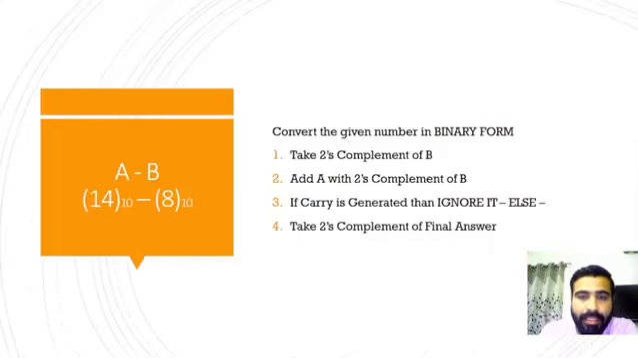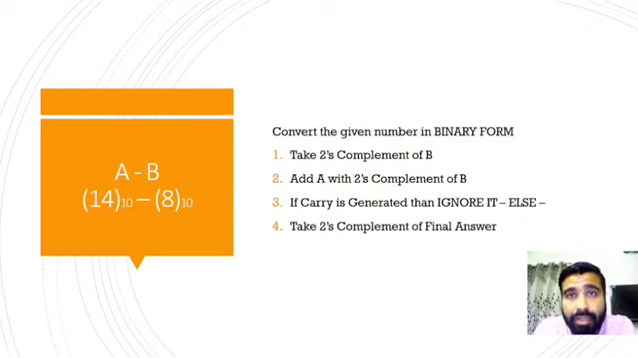As you know, whenever you want to do a subtraction between two numbers, for example A minus B, the first step is that you need to take the 2's complement of B. How is the 2's complement of B done? Using 1's complement plus 1. What is step number 2? You need to add A with the 2's complement of B. The 2's complement of B was already done in step number 1.